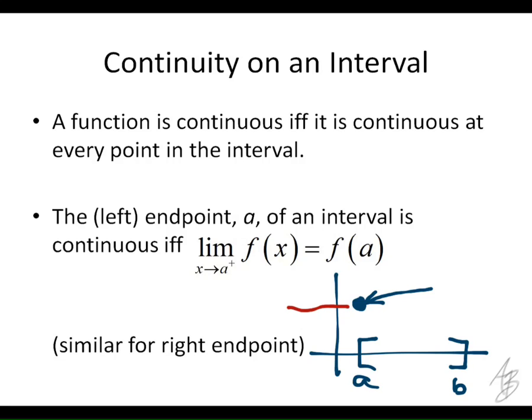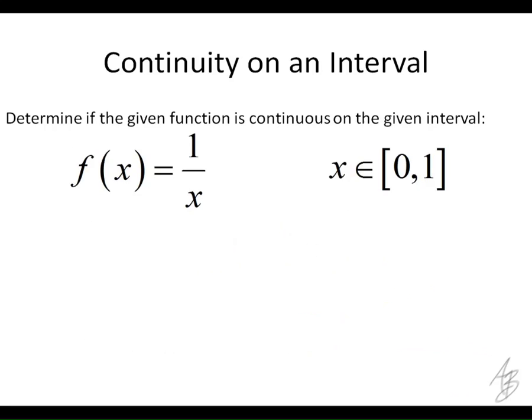Okay, cool. So I want to know, is this function 1 over x continuous on the closed interval from 0 to 1? We already said that 1 over x is a continuous function. So are the points from 0 to 1 in the domain of this function?